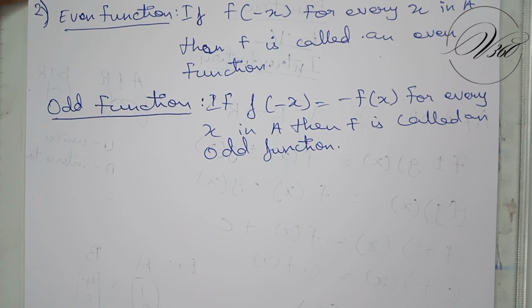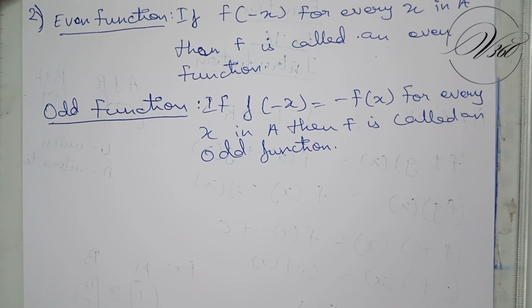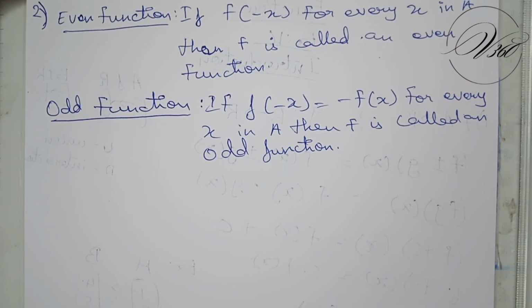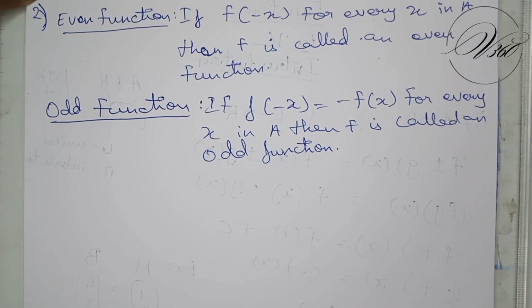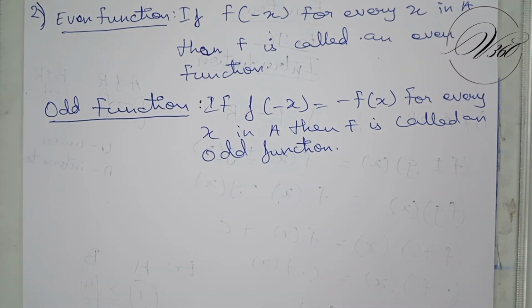Let us repeat it again. There should be no confusion in even or odd function. That's why I'm repeating it again and again. If f of minus x is equal to minus f of x for every x in A, then f is called an odd function. Okay, now we are going to learn the next one.